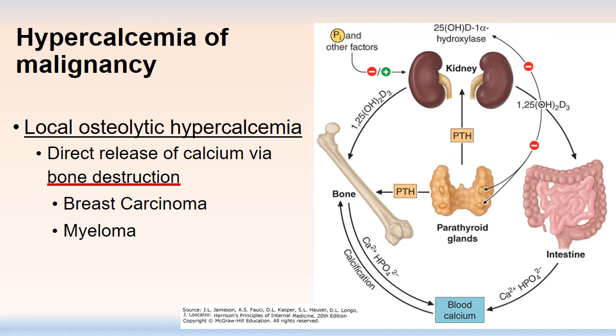Another mechanism through which malignant tumors can cause hypercalcemia is local osteolytic hypercalcemia. And this is where a tumor is directly involving the bone, causing destruction and release of calcium. Breast carcinoma that's widely metastatic to bone can do this. Myeloma occurring within bones can do this as well. However, again, this is not a paraneoplastic syndrome. This is the direct effect of tumors destroying bone.